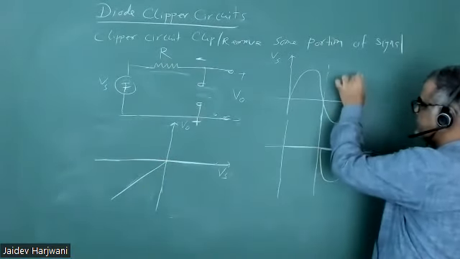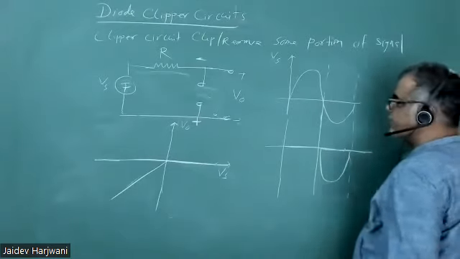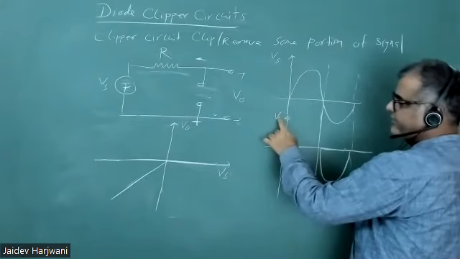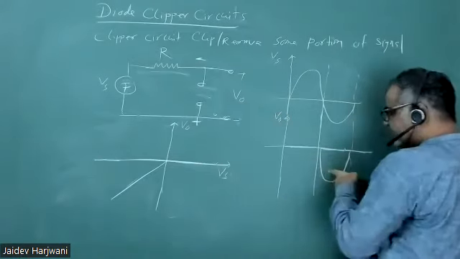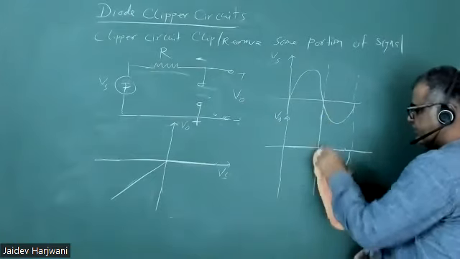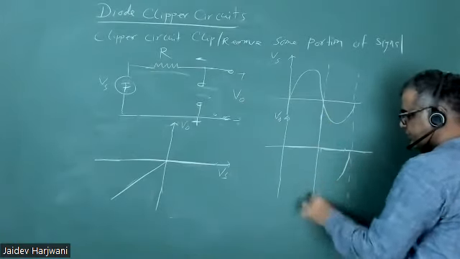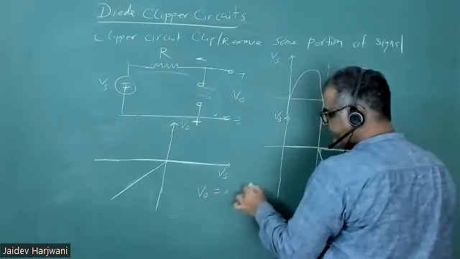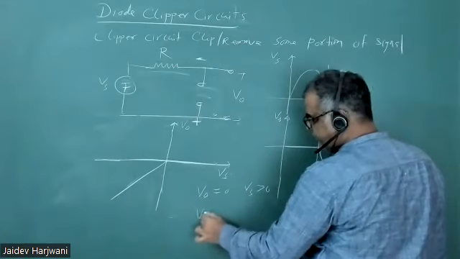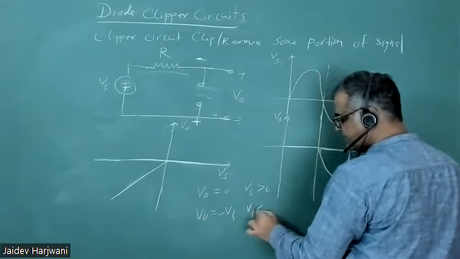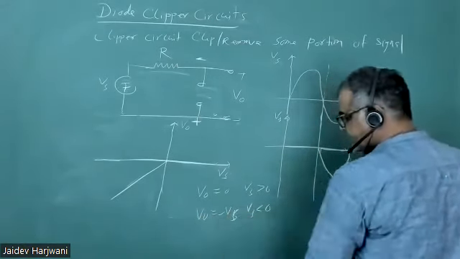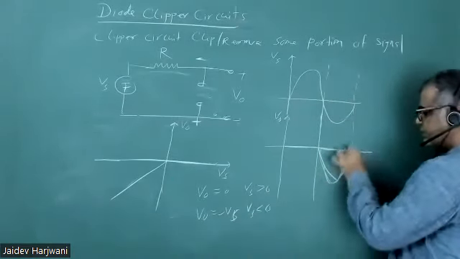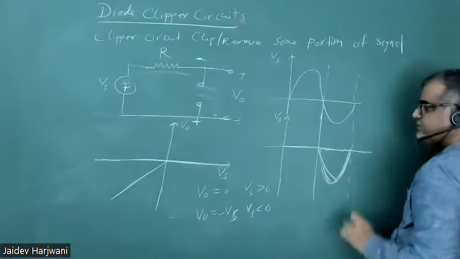We already took V output, and V output should be negative. So your V output will be 0 when Vs is greater than 0. Your V naught will be minus Vs when Vs is less than 0. So minus V output should come, minus should come. You can understand circuits now; so many classes and questions have been done.